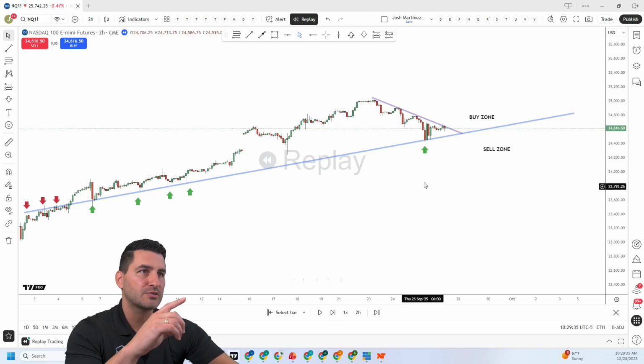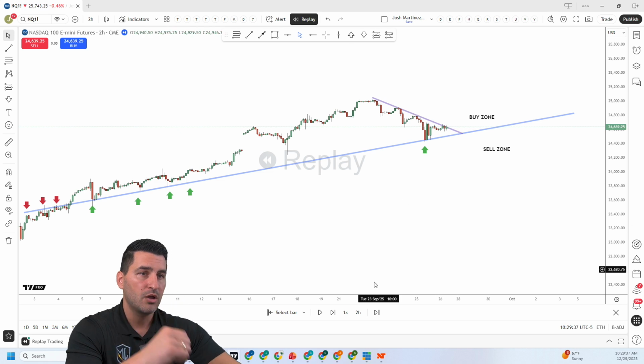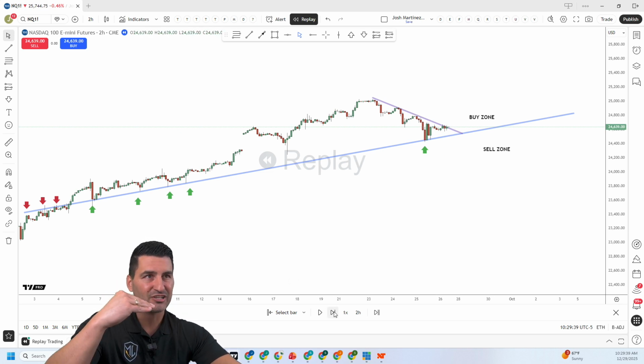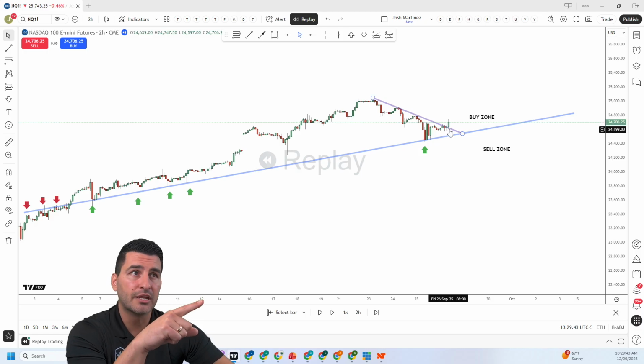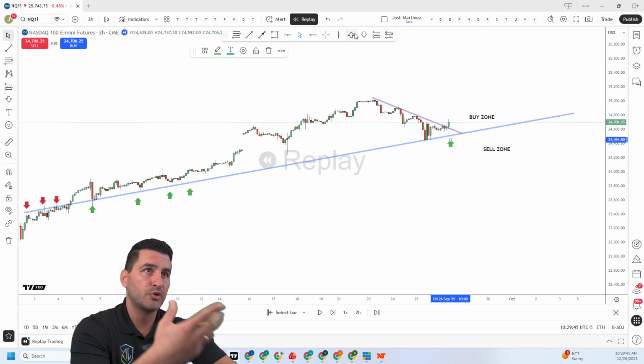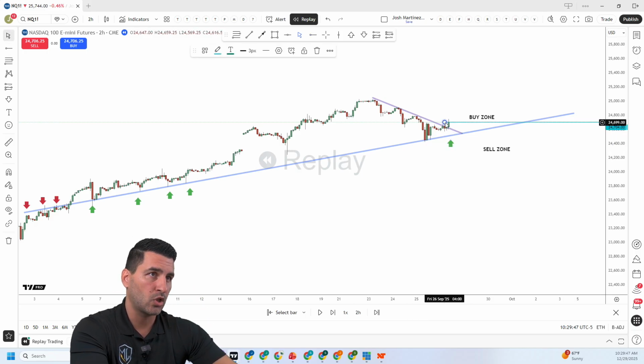Now, you notice how this purple line is doing a good job pushing the market down. So we want a candlestick to close above it. Now, bingo, bango, right there. That's where the market closes above. So that is where we would look to buy the market long.